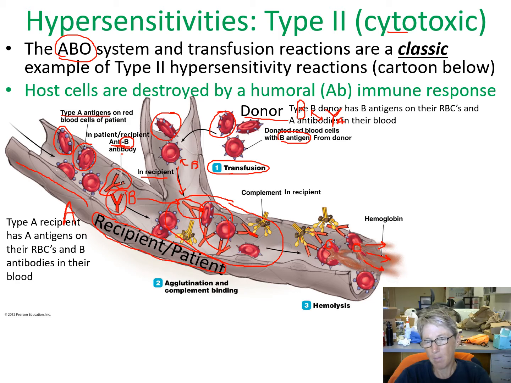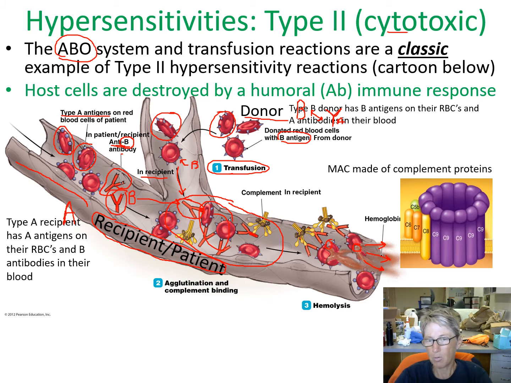So the antibodies bind to the antigens, complement proteins bind, and then ultimately complement proteins make this device that punctures holes into the red blood cells if you're the recipient or patient. And these are all the complement proteins. So C5b, 6, 7, 8, and 9 make this membrane attack complex that punches a hole in the red blood cells.